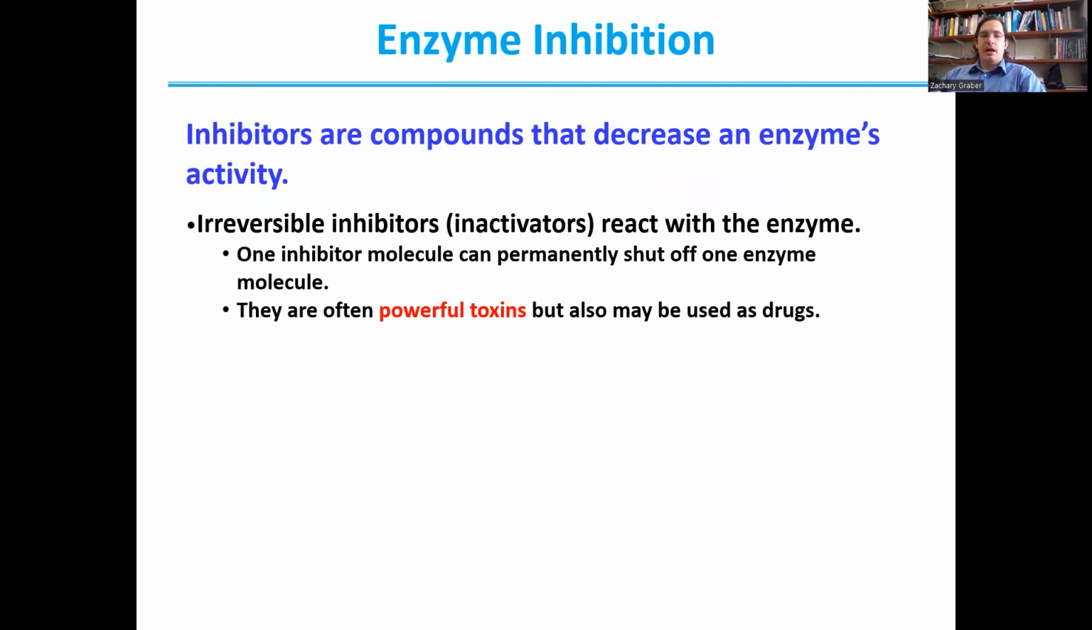So they can be extremely toxic because you can completely shut off a particular reaction, but they can also be used as drugs as well. They would just be more potent drugs that could then also be potentially dangerous as well. Now, it's important to note here that just because it's an irreversible inhibitor doesn't mean it's going to completely stop our reaction, right? If you only add a small amount of that irreversible inhibitor, you will only inhibit some portion of your enzyme.